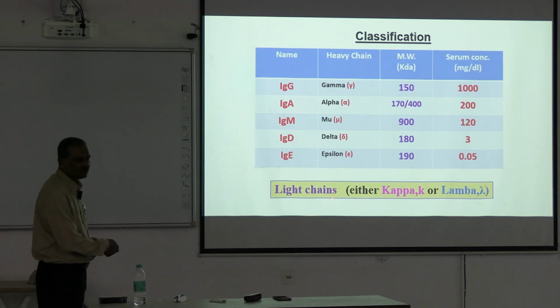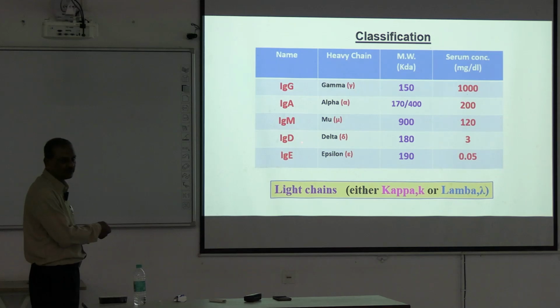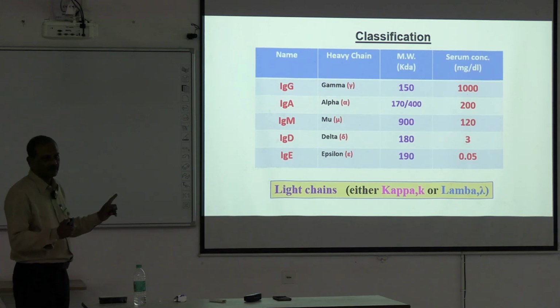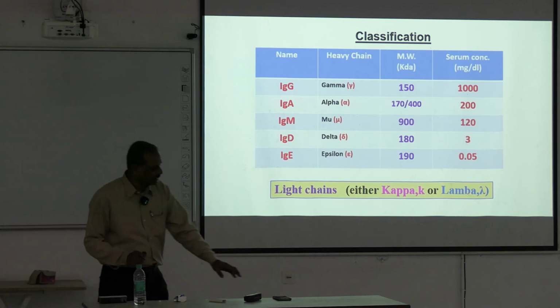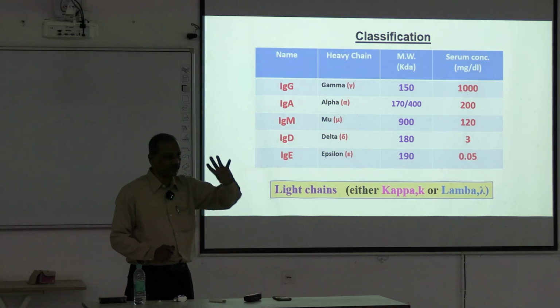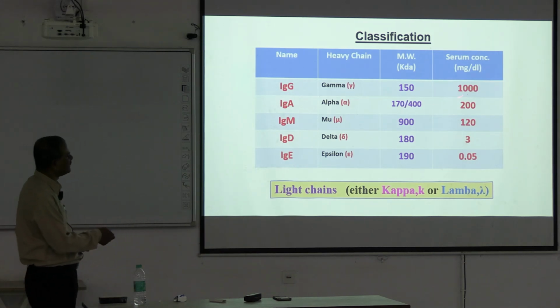IgE is again a monomer, but its molecular weight is 190. So can you see that IgM, since it is a pentamer, has a structure of about 900. IgA is a dimer, so 150 plus 150 is 300, on top of which you get the J chain. The maximum concentration is of IgG. IgG is present in the highest concentration, remember. It is in the blood.